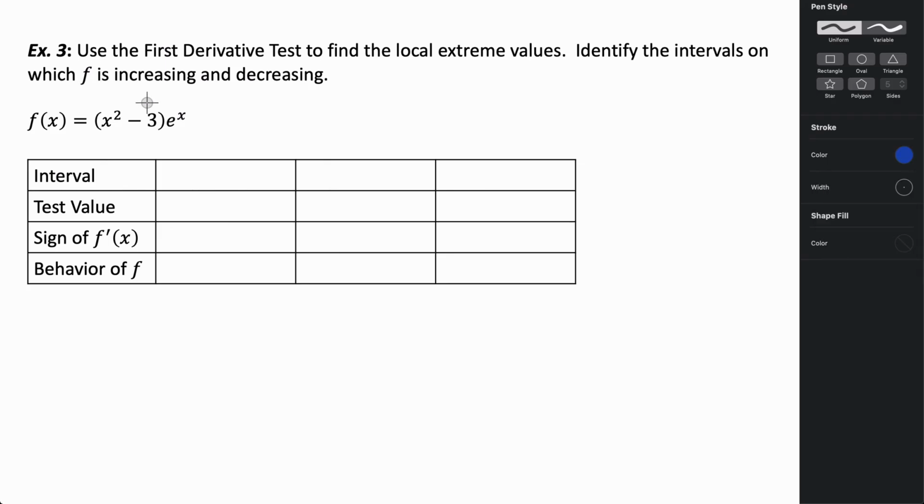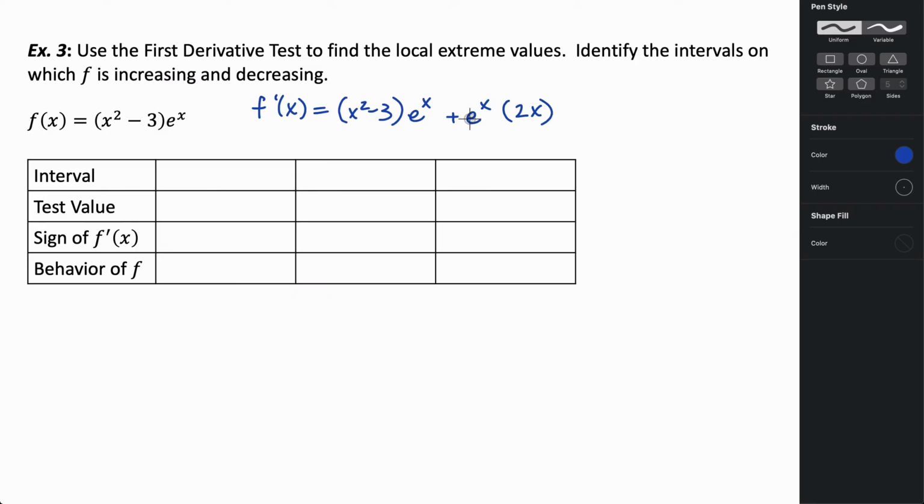In this example, again, we're trying to do the first derivative test. So I need to find the derivative of f. And we can use the product rule because it's two functions that are multiplying. So to find f prime, I'm going to use the product rule. So it's the first times the derivative of the second plus the second times the derivative of the first.